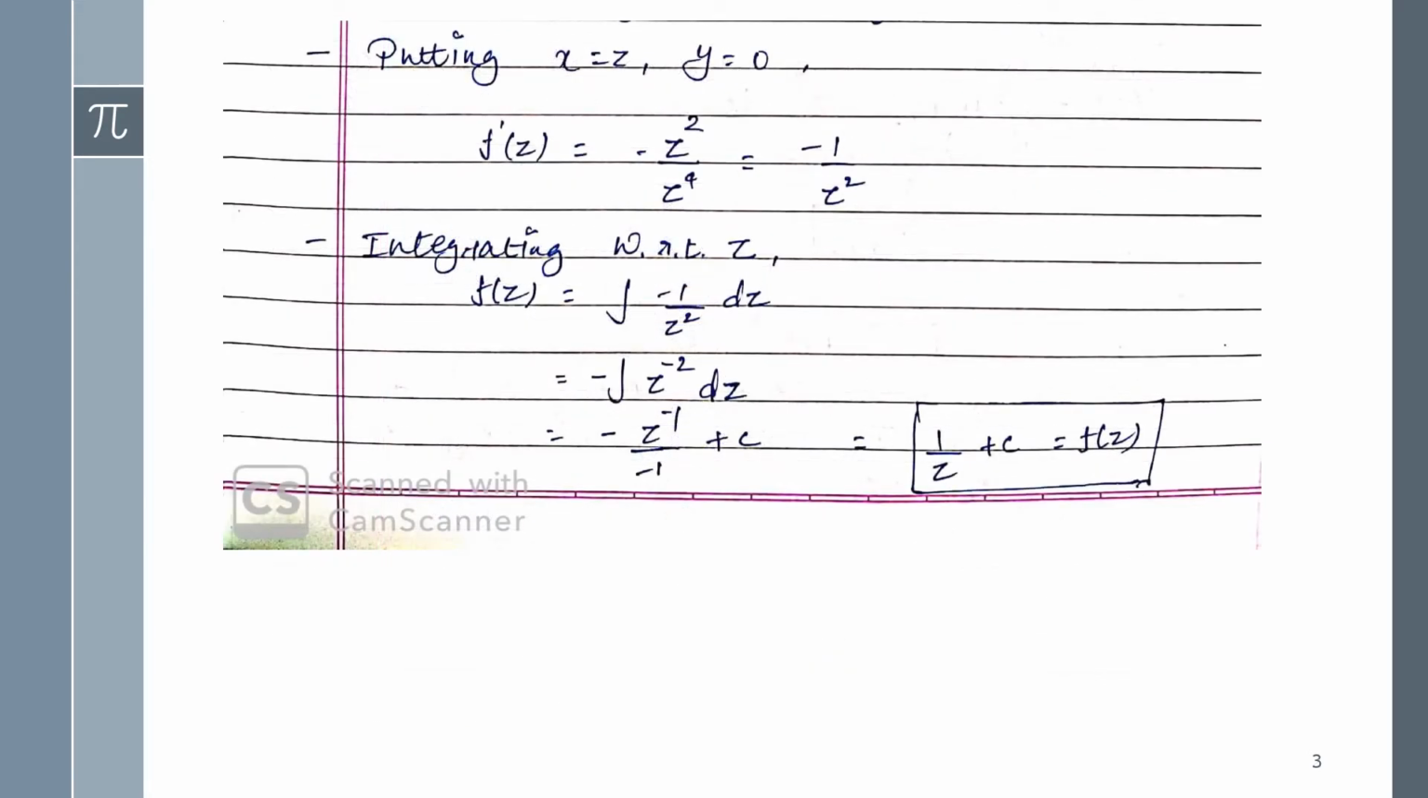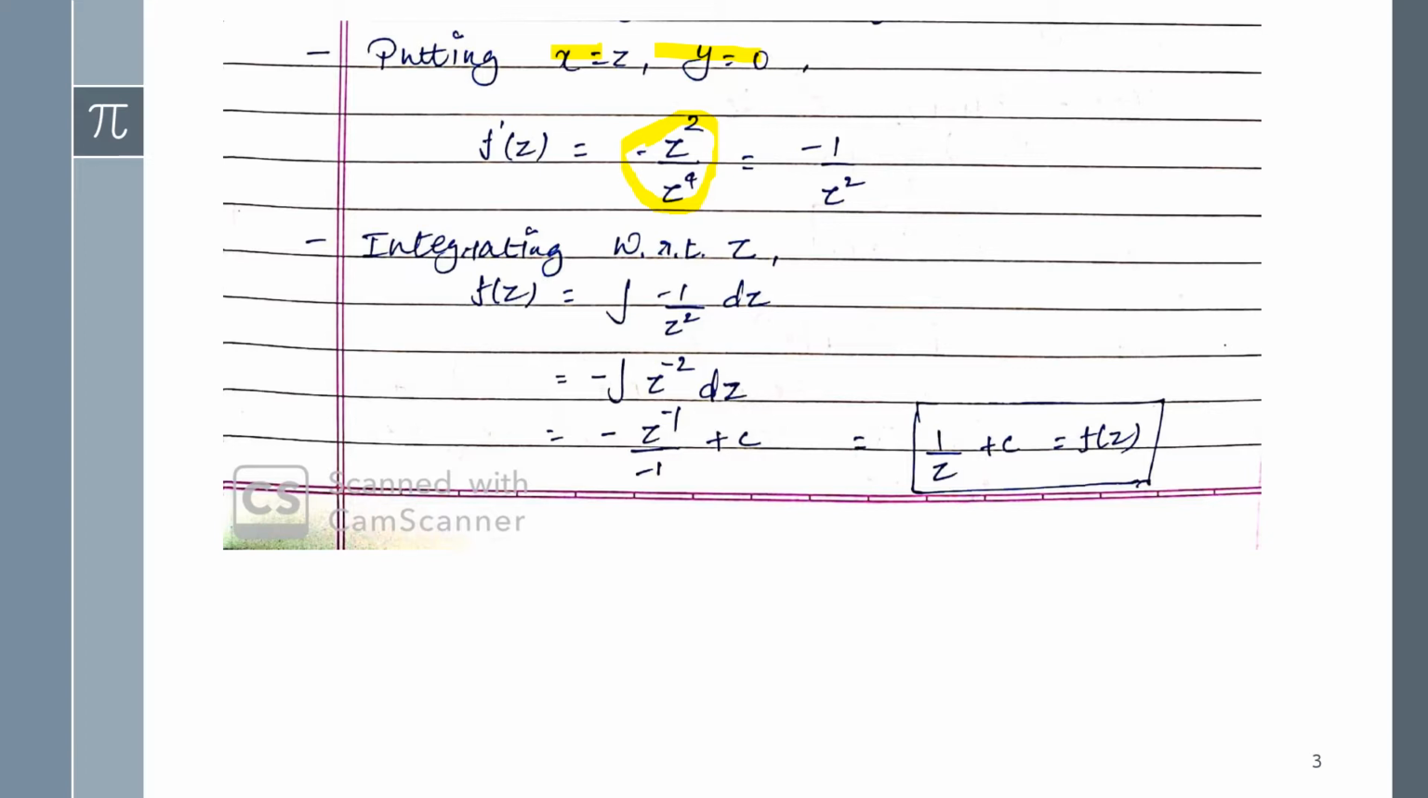Now we will do the third step, in which you have to apply the values of x as well as y. In place of x you apply z, and in place of y you apply 0. Applying x equals z and y equals 0 in the previous equation, you will get minus z square upon z raised to 4, and by cancellation you will get minus 1 upon z square.